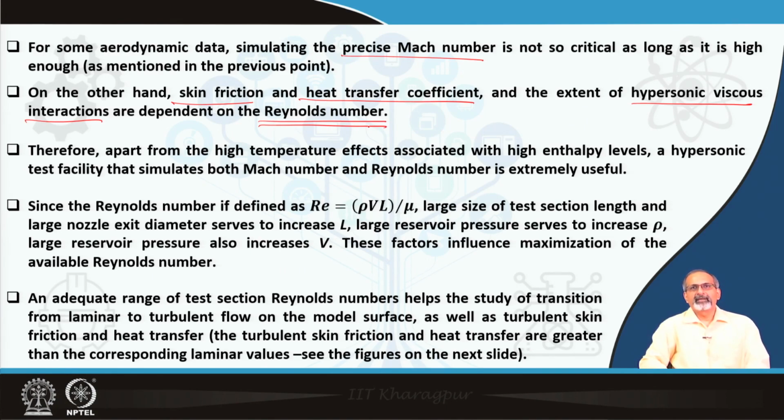Therefore, apart from high temperature effects associated with high enthalpy levels, a hypersonic test facility will be very useful if it can simulate both Mach number and Reynolds number according to our need or expectation. Since Reynolds number by definition is rho V L by mu, a large size of test section length or large nozzle exit diameter would increase the characteristic dimension L. Large reservoir pressure serves to increase the density. Large reservoir pressure also increases V in general.